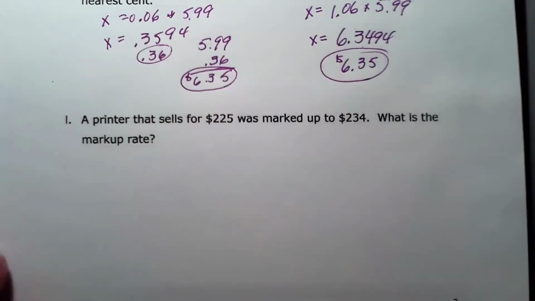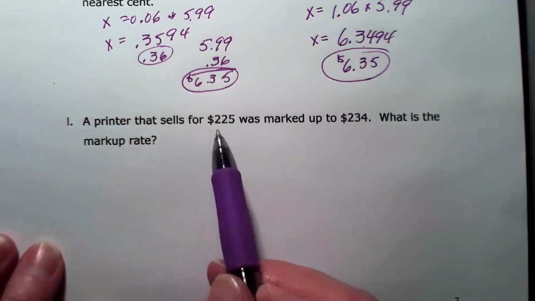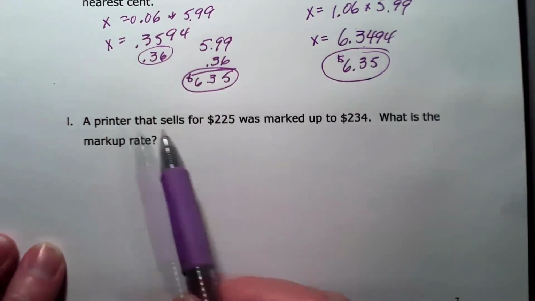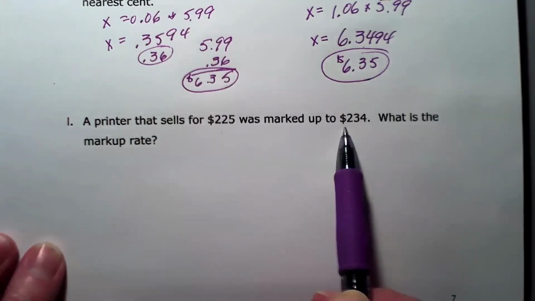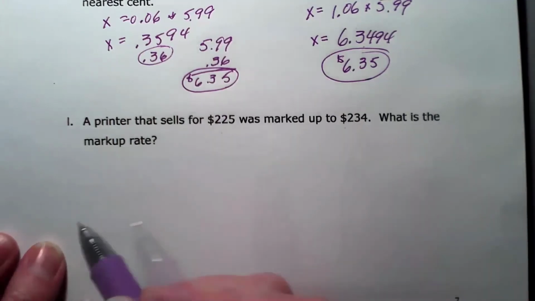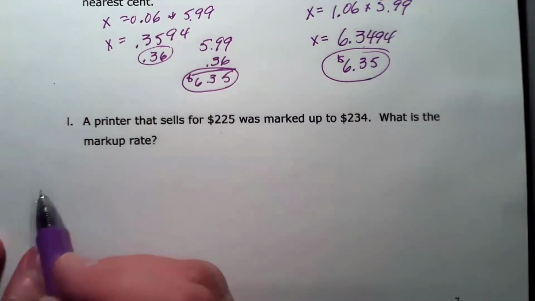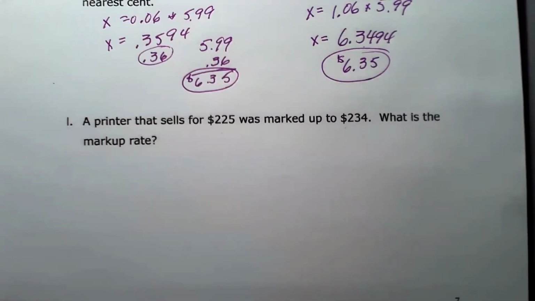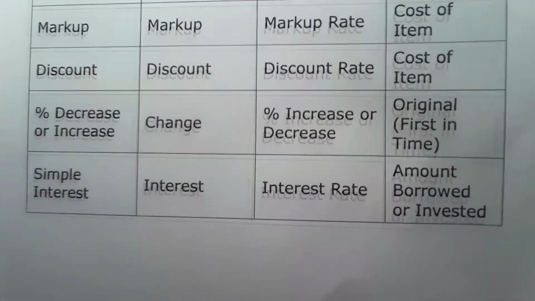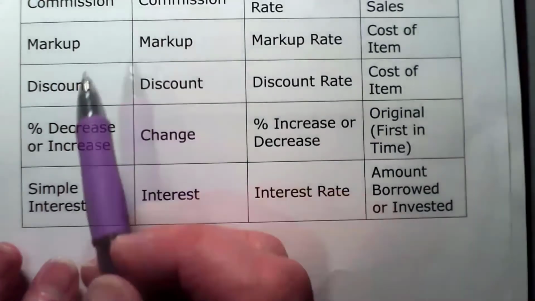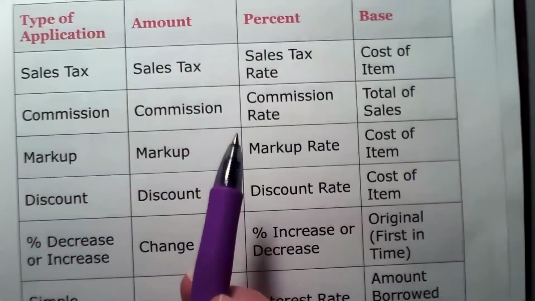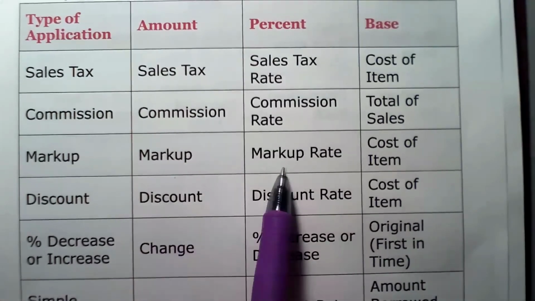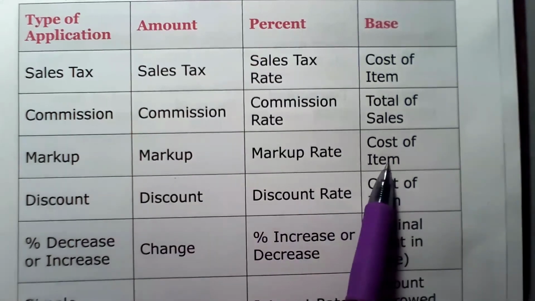And our final problem. A printer that sells for $225 was marked up to $234. What is the markup rate? So when I was doing that chart and I showed you the one that you could find in Blackboard, if you're finding a markup, the amount is the markup, the percent is the markup rate, the base is the cost of the item.